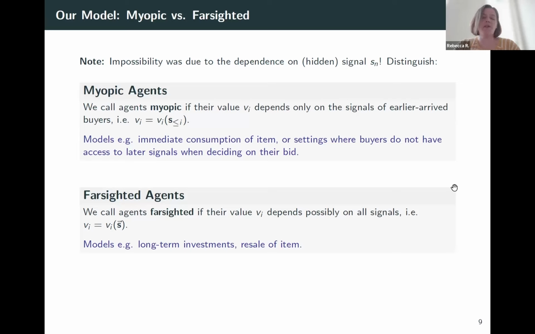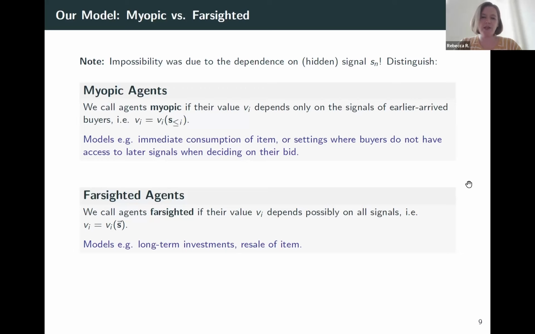In this scenario, for example, you cannot really make your value dependent on the bids of people that can never bid, right? Because the auction has stopped. So it makes sense that your value only depends on those that came before you and, of course, your own signal. And such an agent, we will just call myopic. These are the ones where the case that we just saw cannot happen, essentially. On the other hand, far-sighted agents will be what we had previously. They just can depend on anything, arriving earlier or later.